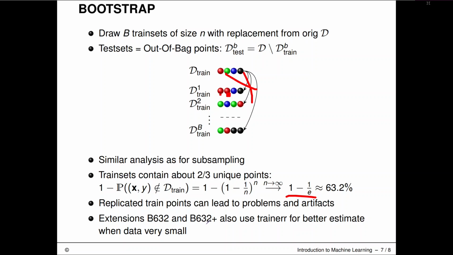So in B632 plus, what is being done is, before we do the convex combination of the training error and the test error, we compute something like the overfitting rate of our model or of our learning algorithm. And then the more we overfit the training data, the more we downweight the training error in the convex combination. But I don't want to go into these details here. For us, it's enough if we understand the basic Bootstrap. These extensions are not part of this basic section here.